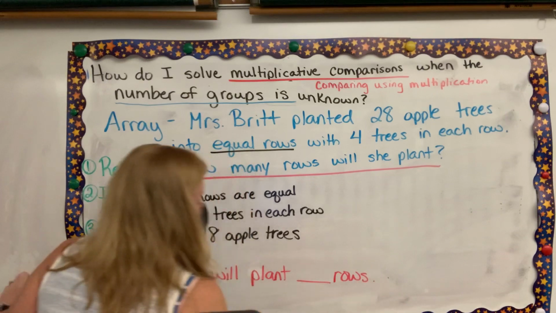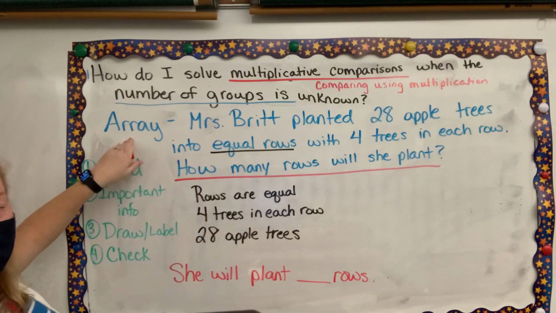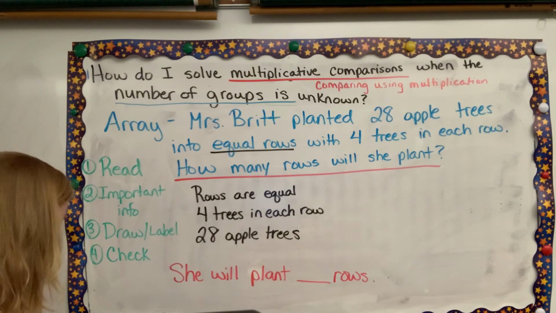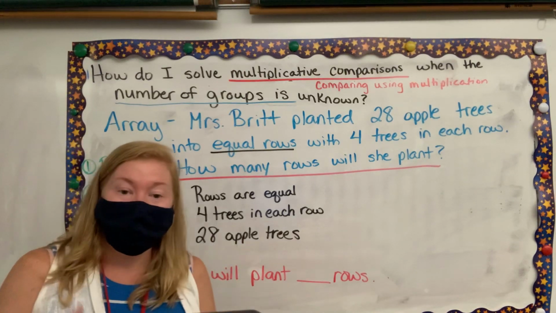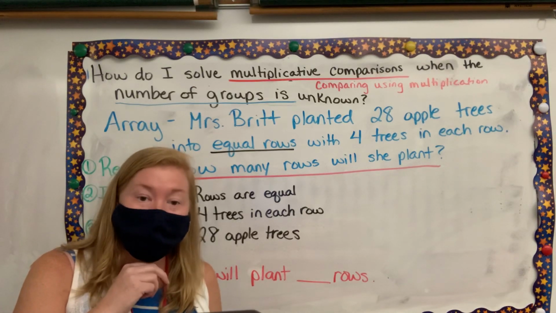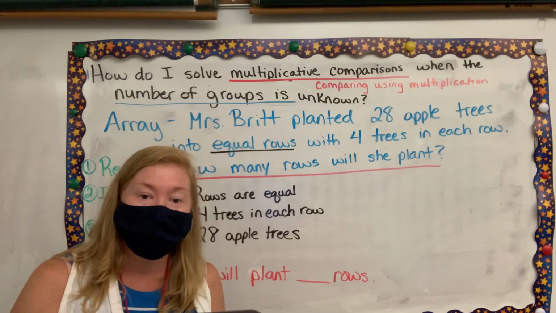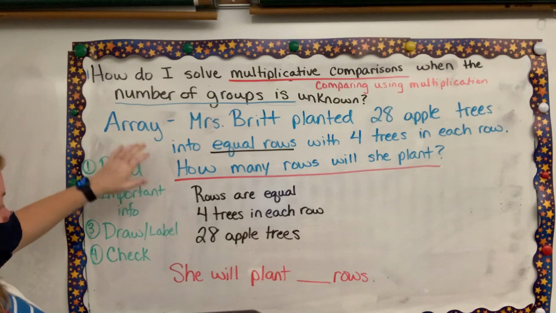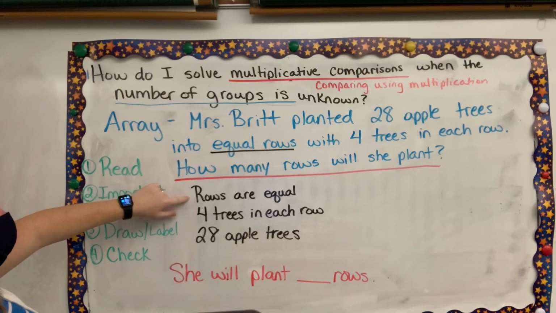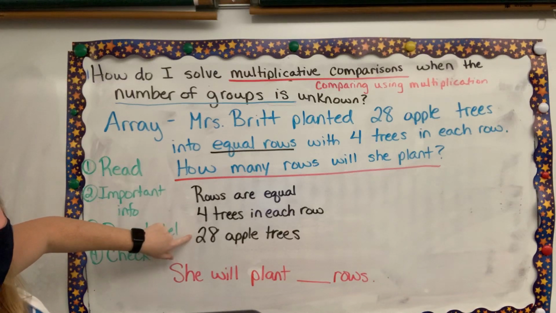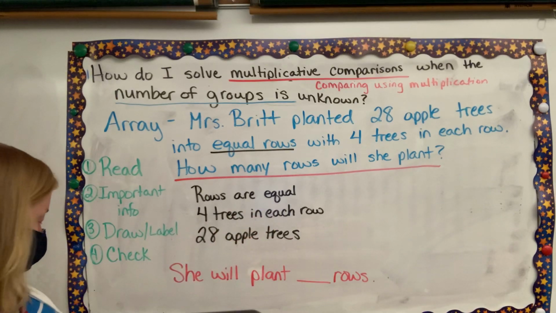When I solve this, because your teacher has told you that you will be using an array to solve this equation, the reason we're giving you specific ways to solve it is because these are the ways your problems will be modeled for you, and we want you to get used to working with these models. So I need to make an array. My rows need to be equal. I need 4 in each row, and I have 28 trees total. Somebody want to help me out with how I could get started?